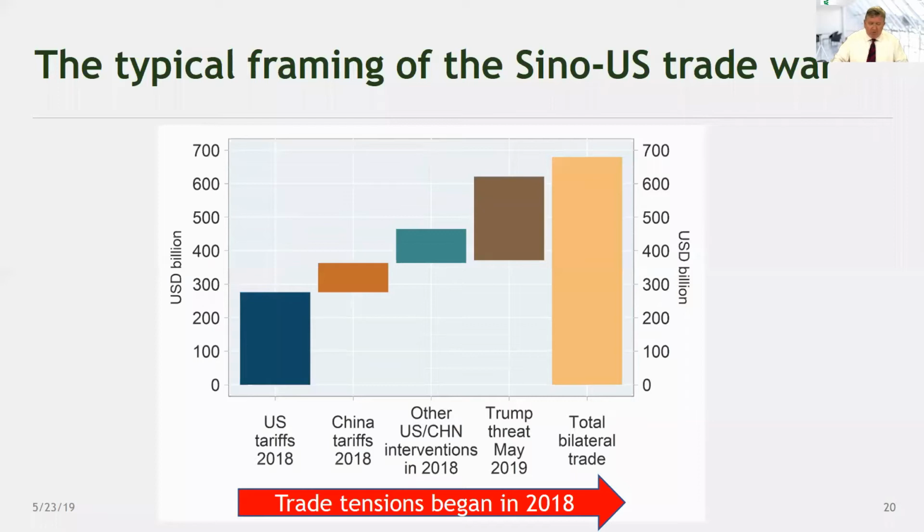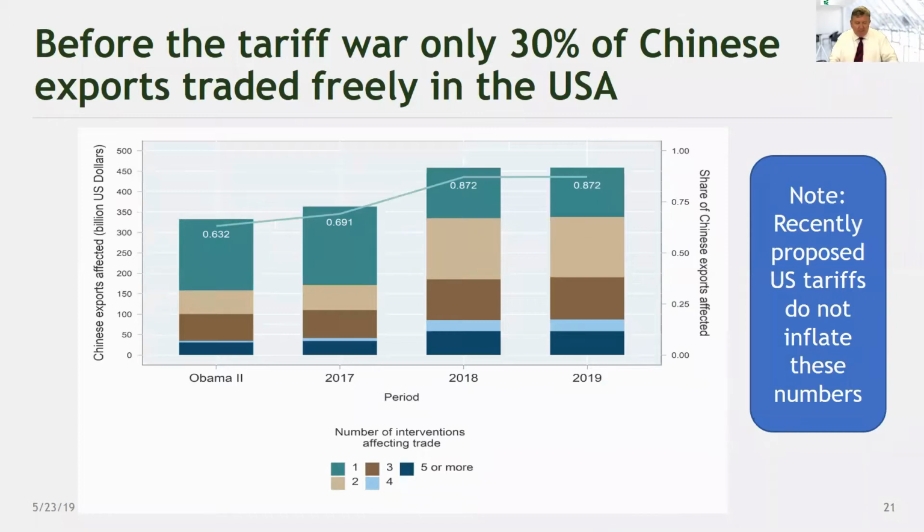The second feature, of course, is that the traditional framing of the trade war implies that it began in 2018. And so you have this sense that it's before or after 2018. This is quite misleading because trade barriers by the Americans on Chinese exports and Chinese barriers on American goods have been building up for quite some time. And to show you that, let's turn to this slide here. In this slide, what I've reported is the total amount of Chinese trade to the United States which has faced some type of American trade restriction.